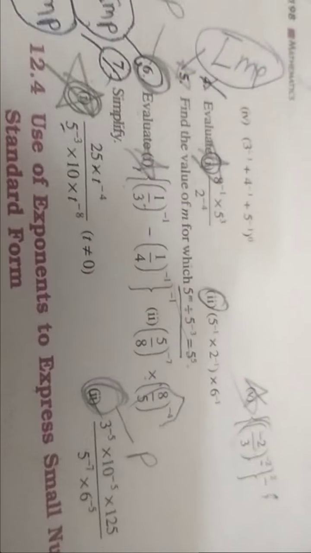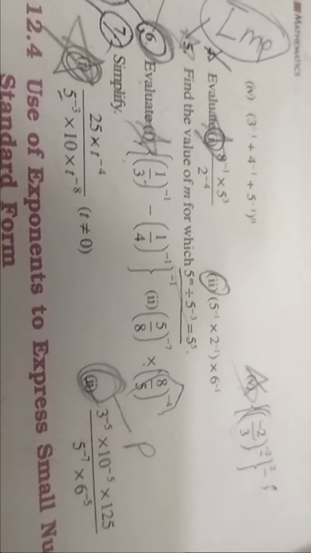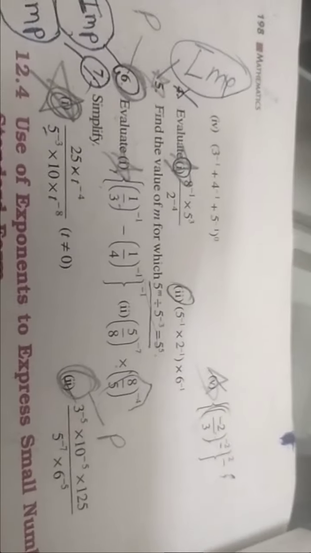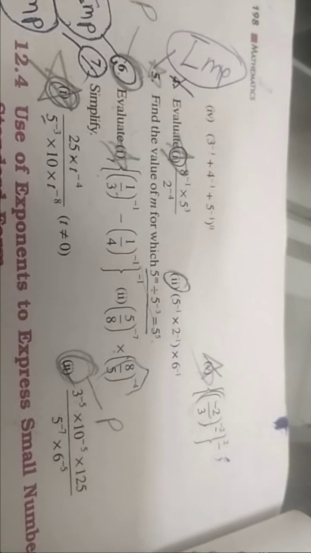Now coming to the fifth question: find the value of m, for which see here the question. Find the value of m for which 5m divided by 5 minus 3 is equal to 5. So now we will note it on the notebook. See here, there is the part 5m divided by 5 minus 3 is equal to 5. Now how will we do this part? Like 5m, like this.